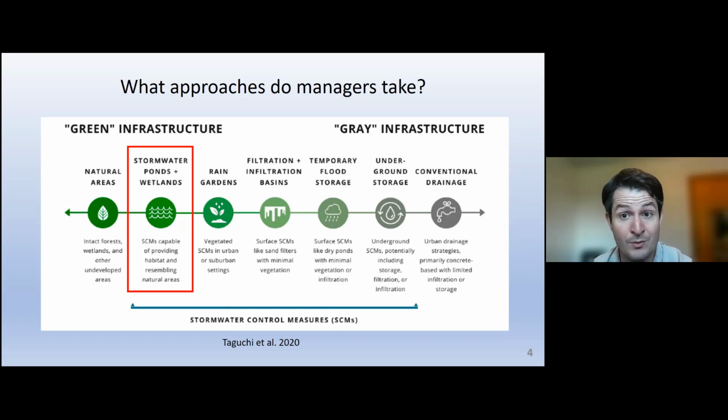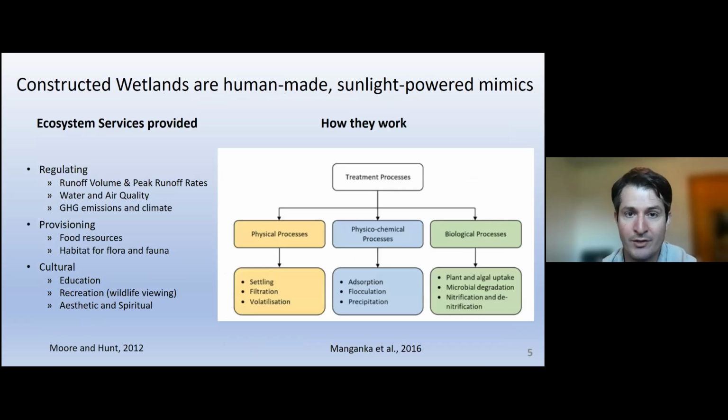So where this constructed wetland I studied falls along the spectrum is as a kind of a stormwater pond and wetland. It's not entirely natural, it's man-made, but the way it works is based on the functioning plants and processes that occur within it. So what are constructed wetlands? I'm going to use that term a lot.